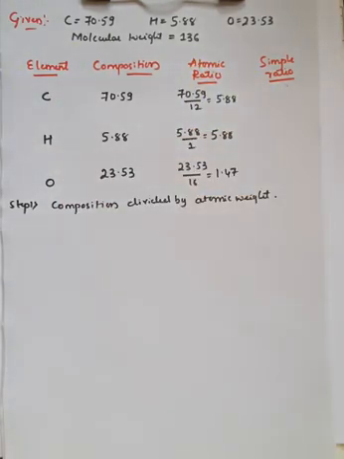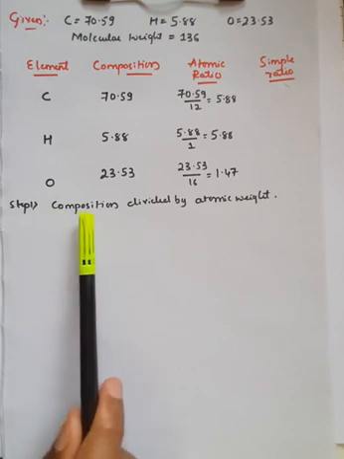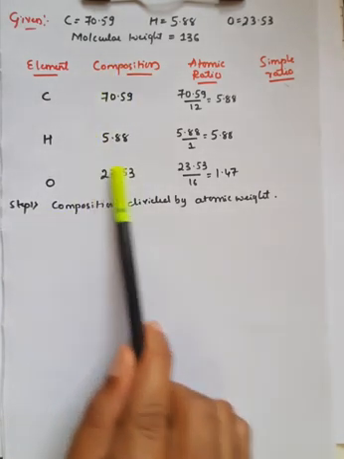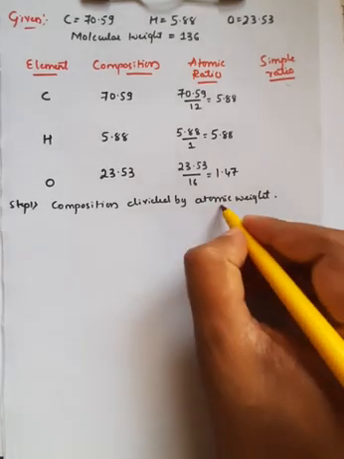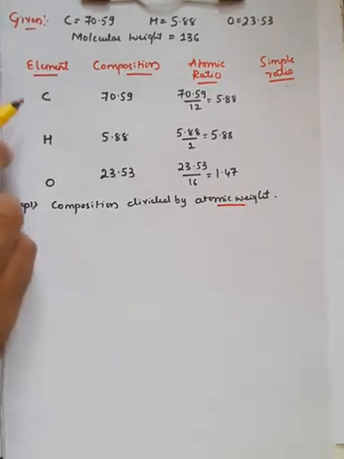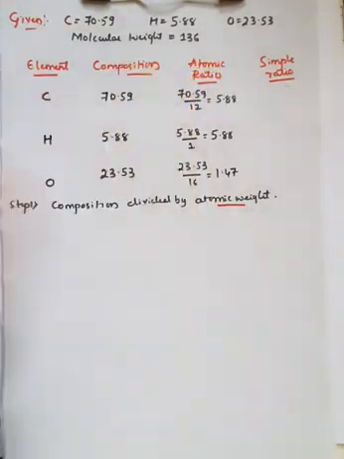How have we calculated the atomic ratio? That is the first step: the given composition divided by its atomic weight. This is very important, right? Whenever you divide by the atomic weight of the given element, you will get the atomic ratio. That is the first step.